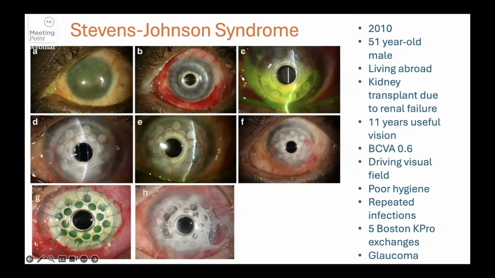And as you follow pictures B, C, D, E, F, G, and H, you can see that this patient has had several complications. But he had very good vision, up to 0.6, enough to be able to drive. However, this patient had poor hygiene and he wasn't able to come back to Barcelona for follow-up. So he had repeated infections. I had to do about 5 Boston KPro exchanges, and unfortunately, glaucoma left him without vision. But the prosthesis is still in his eye. So I've learned so much from this case.